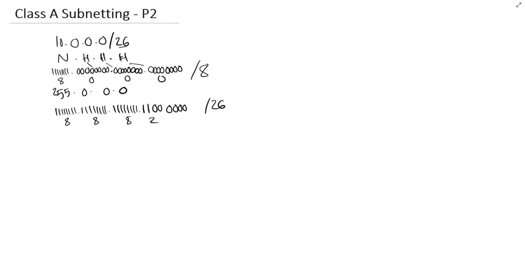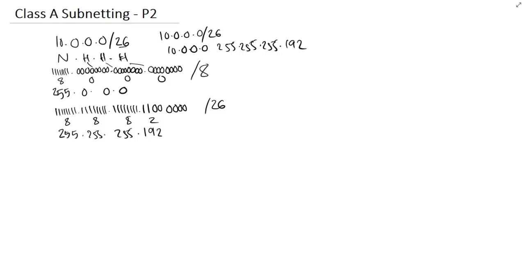And if we convert it to decimal, it's going to be 255, 255, 255, and then 128 plus 64, which is 192. So this is the mask. You would see that IP written either as 10.0.0.0/26, or as 10.0.0.0 with the subnet mask 255.255.255.192. You can have it either as /26 or in this format.